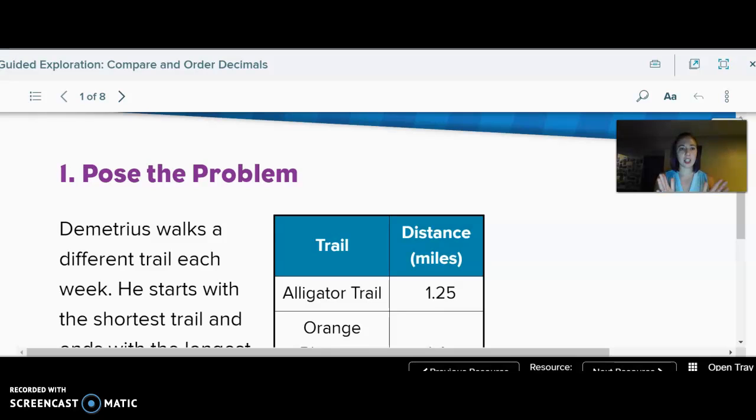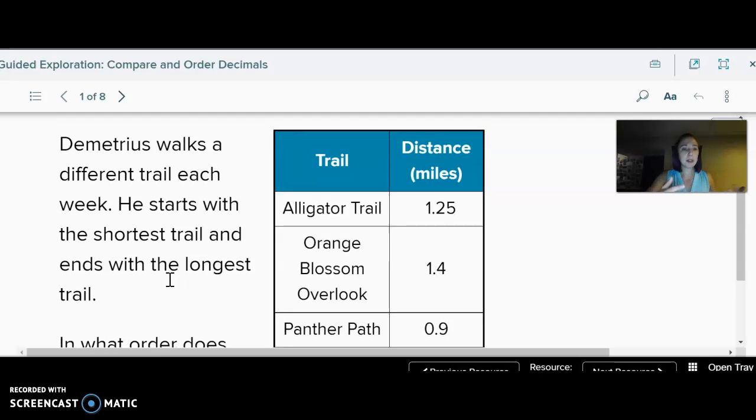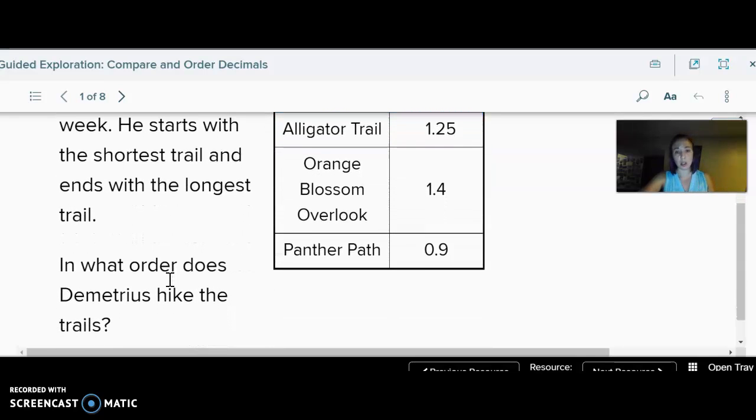All right, talking about comparing and specifically ordering decimals in this one. Using the same process as comparing, but there will just be more than two numbers. So the problem we could think about: Demetrius walks a different trail each week. He starts with the shortest trail and ends with the longest trail. In what order does Demetrius hike the trails?